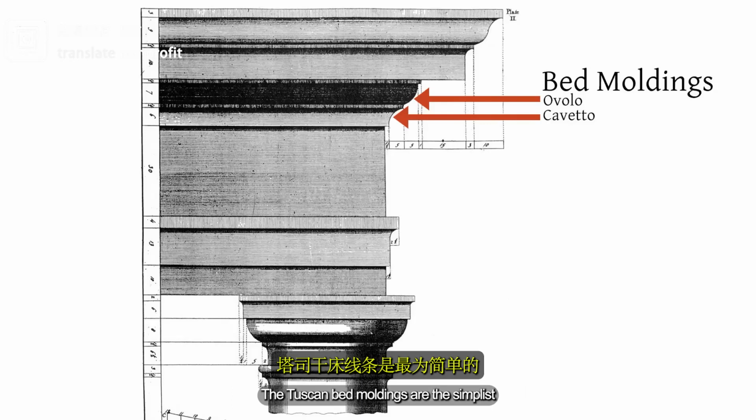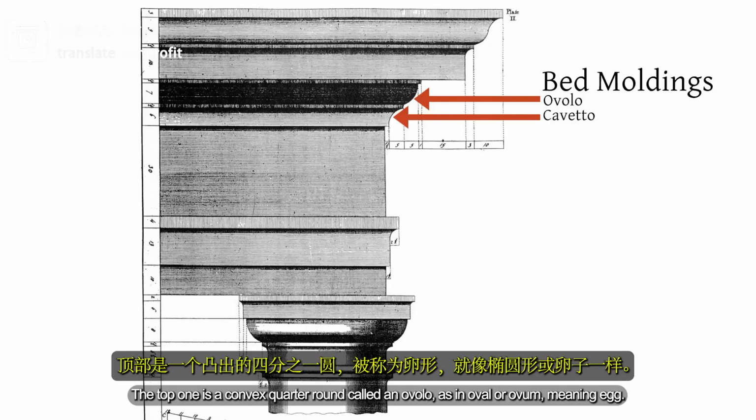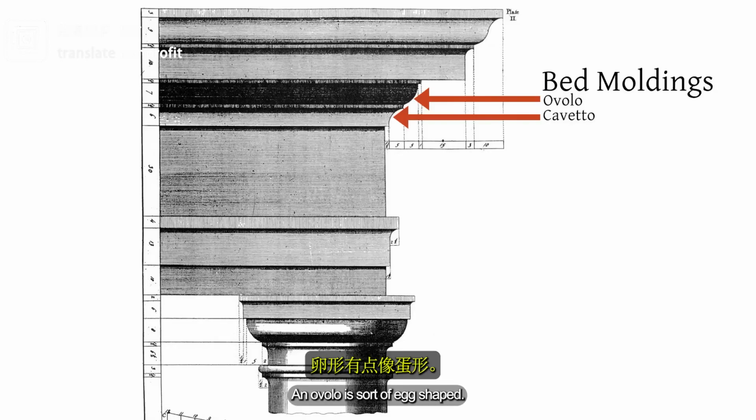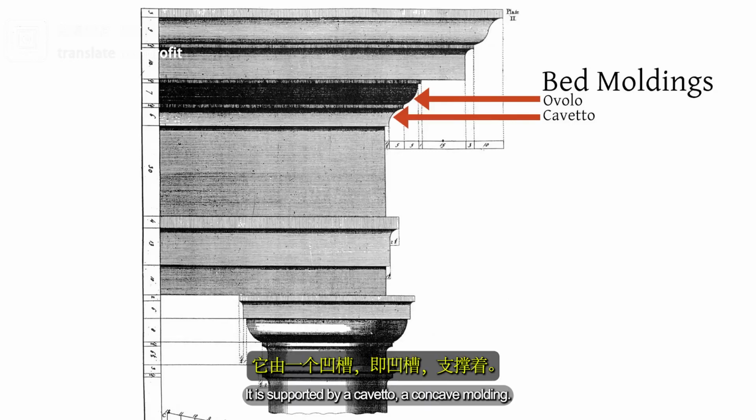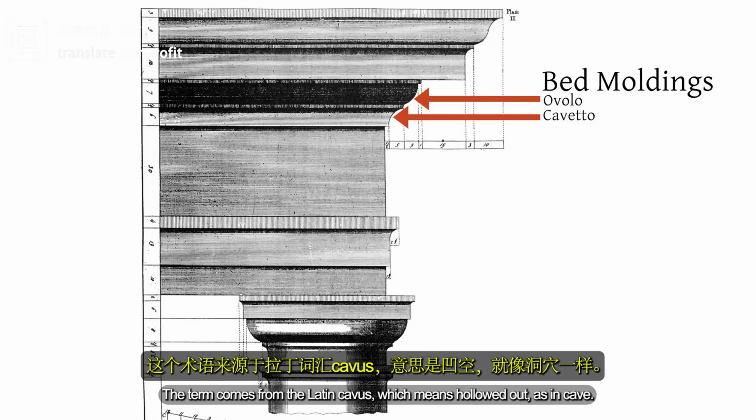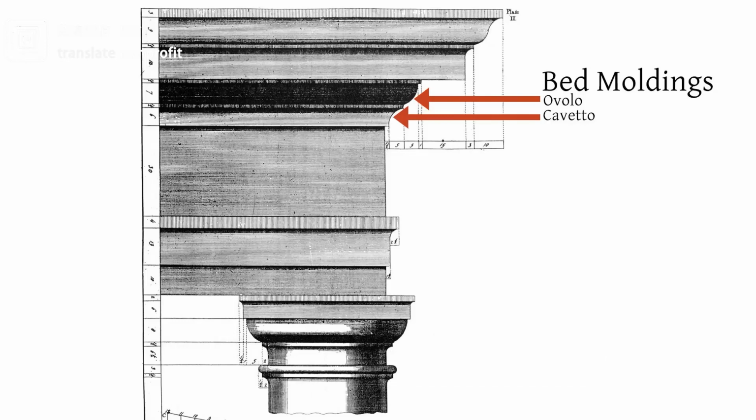The Tuscan bed moldings are the simplest. The top one is a convex quarter round called an ovolo, as in oval or ovum, meaning egg. An ovolo is sort of egg-shaped. It is supported by a cavetto, a concave molding. The term comes from the Latin cavus, which means hollowed out, as in cave.